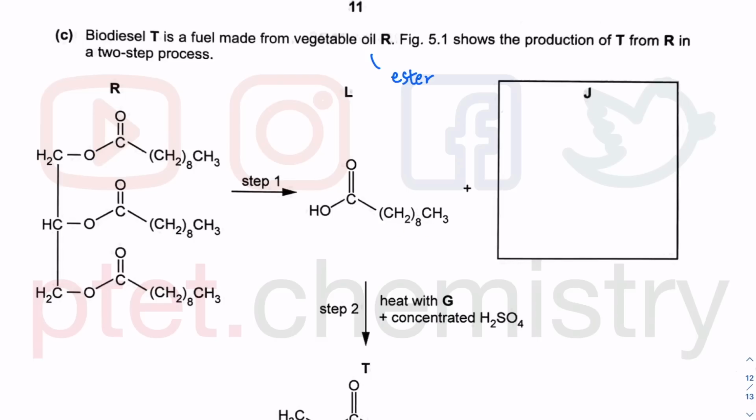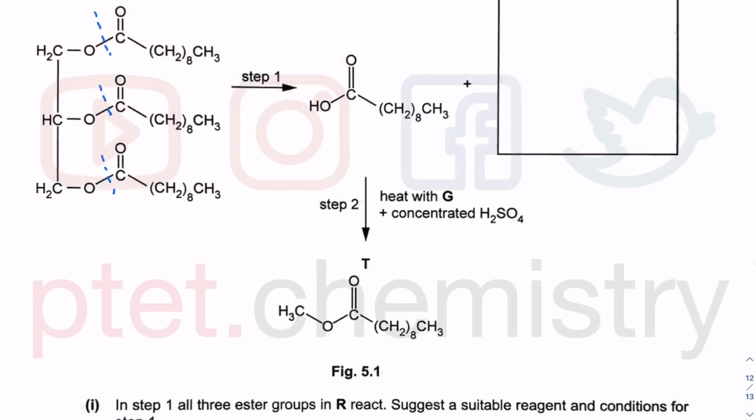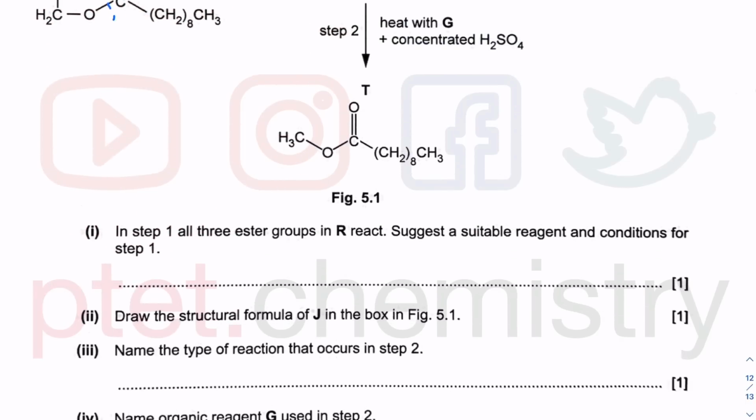So this thing, well, it's got all these long chains, which is basically your fatty acid. So you know, about 3 fatty acids and 1 glycerol. Glycerol is your propane-1,2,3-triol. So when you hydrolyze it in step 1, all 3 ester groups react. So this is a suitable reagent and condition. This is your hydrolysis of ester.